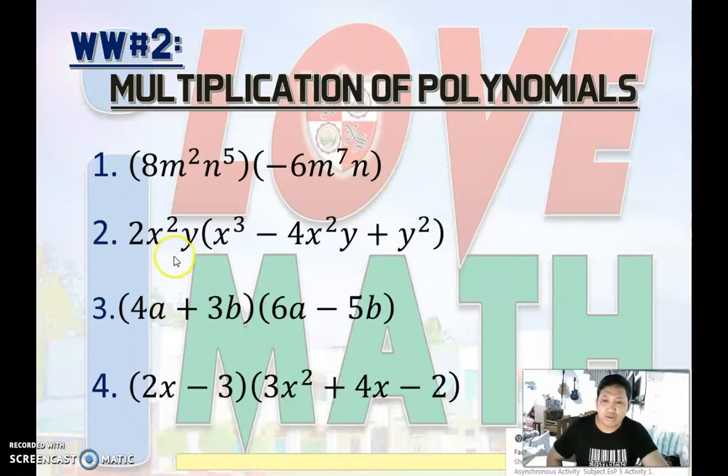Next, we have 2x squared y times the quantity of x cubed minus 4x squared y plus y squared. Number 3, we have the quantity of 4a plus 3b times the quantity of 6a minus 5b. Next, we have 2x minus 3 times 3x squared plus 4x minus 2. Please show your solution and follow the instructions in our chat group.